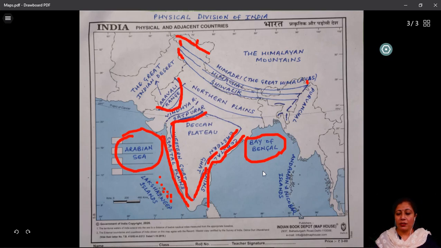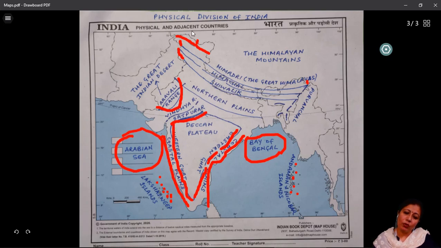Now on the eastern side, in the Bay of Bengal, there is another group of islands. These are called the Andaman and Nicobar Islands. Here you have to write Andaman and Nicobar Islands. Okay. Now what is left?